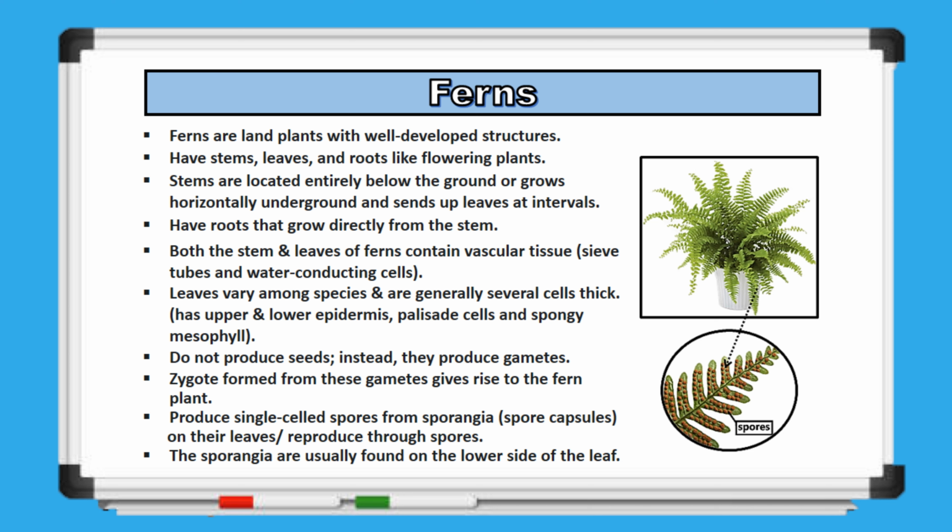Let's begin by discussing ferns. Ferns are land plants with well-developed structures such as stems, leaves, and roots, similar to flowering plants. Their stems are usually found entirely underground or grow horizontally beneath the surface, producing leaves at intervals.